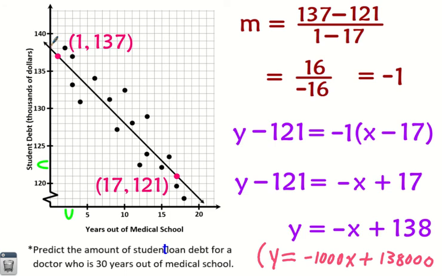Okay, I think that does it for those 4 follow-up examples of finding the equation of my line, making this prediction, and all that kind of stuff. All right.